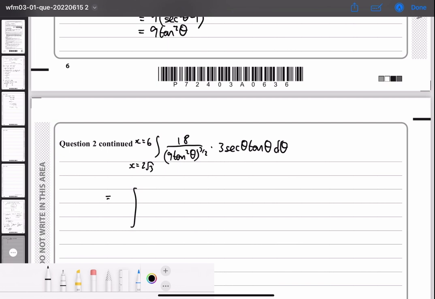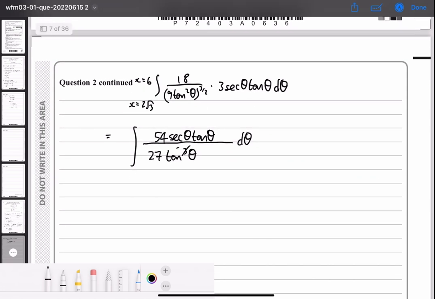So looking at this, we've got 54 sec theta tan theta over, applying this index, gives us the square root of 9, 3, and then cubed is 27. Square root of tan squared is tan, and then cubed is tan cubed. Theta d theta. One of those, of course, cancels out with that. And the 54 over 27 cancels to give us a 2. So that just simplifies to 2 sec theta over tan squared theta d theta. And then that still looks fairly horrible to me, so I'm going to just put it all in terms of sine and cosine.